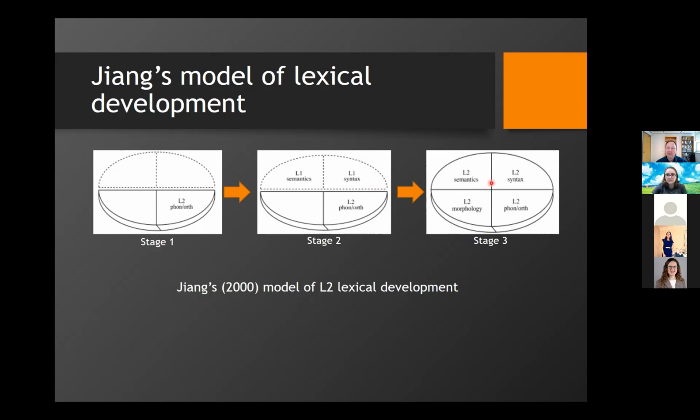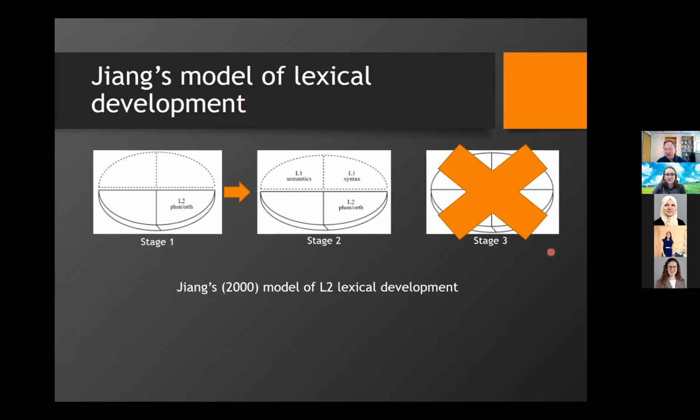And at this point, you have an understanding of a word that is equivalent to that of a native speaker of the target language. However, he argues, and he presents quite a bit of evidence in favor of this, that this third stage often doesn't occur. And instead, we're stuck with this stage where we have a second language word, but it's mapped to a first language based meaning.